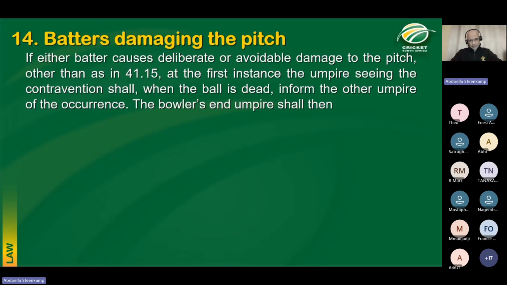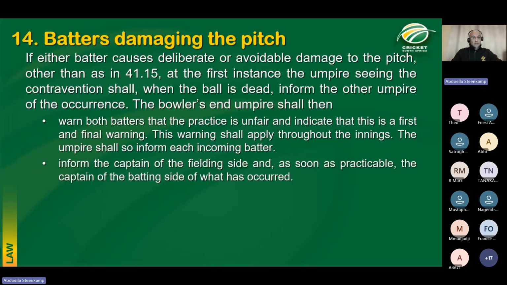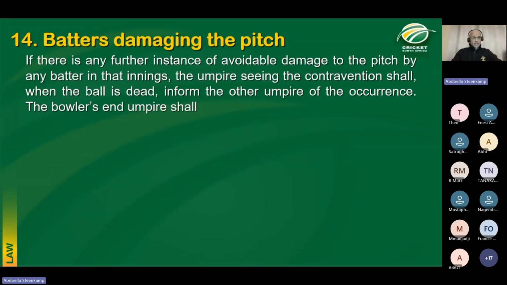So if there was a deliberate attempt by either of the batters to cause damage to the pitch, as soon as you see it, what do you need to do as the umpire? You need to act immediately, and it is unfair, and you need to go first and final warning. This is a team warning, so each incoming batter to be informed, and it's a warning that will apply throughout the innings. Again, you need to inform everyone, fielding captain, and as soon as possible, the batting captain.